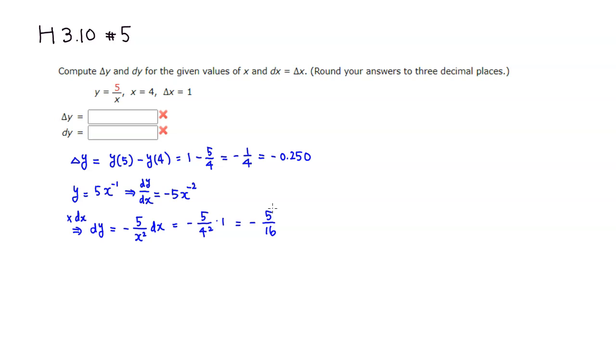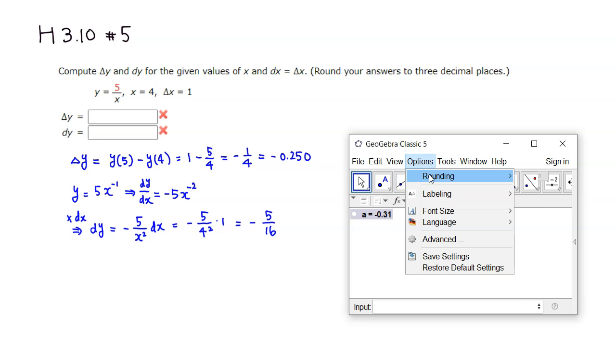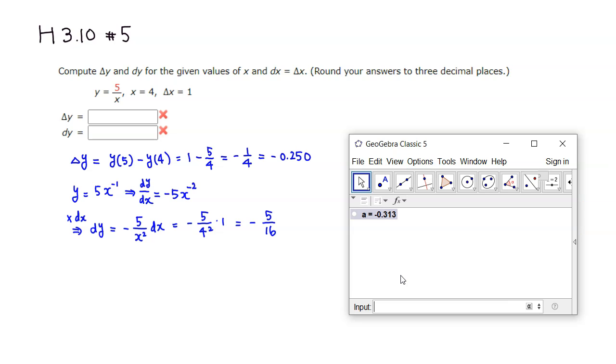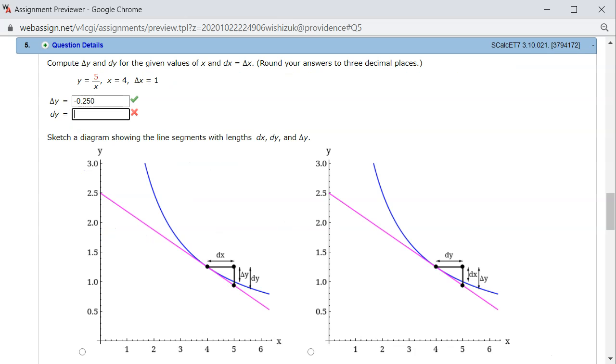So let's find that. I've just used GeoGebra here, so it's going to be negative 5 divided by 16, and hit enter. We want 3 decimal places, so I have to go to options, rounding, and 3 decimal places. It came out to be negative 0.313. So this is about negative 0.313. Let's type it in. Negative 0.313, which is fairly close to what we had before. Let's check the answer. I came back and it looks like we got the dy value correctly.